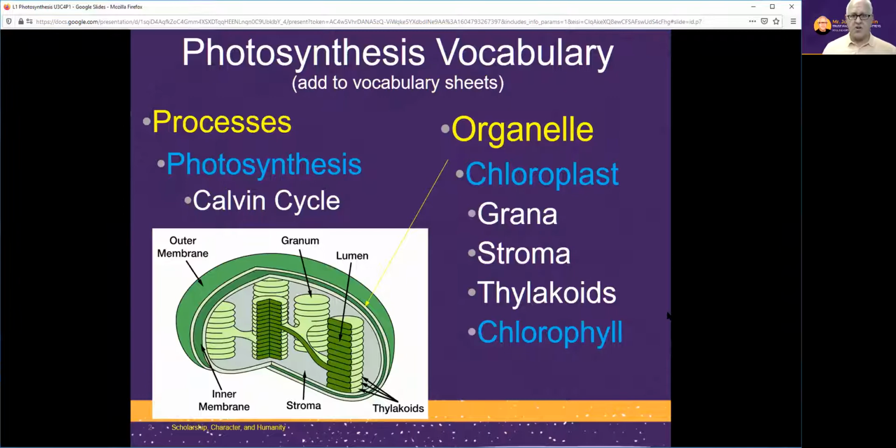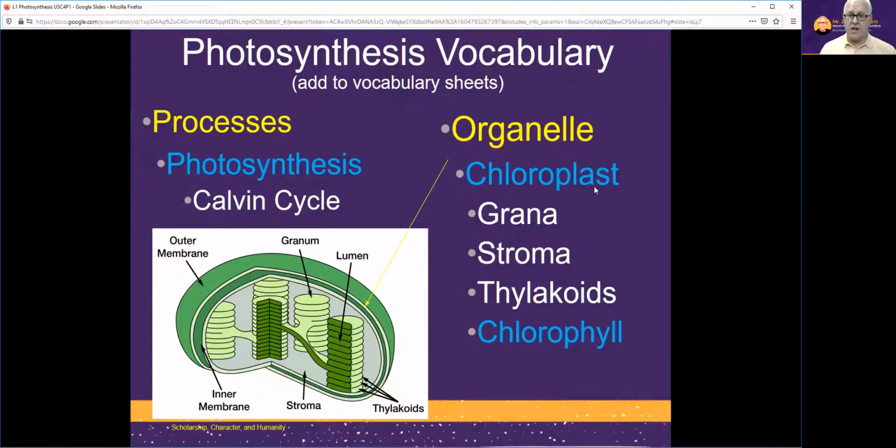I want to first start off with some general photosynthesis vocabulary, and make sure you add this to your vocabulary section or your vocab sheets. The first part that we're going to look at on photosynthesis is going to be the processes. These include the Calvin cycle, and we're going to get into that part probably in a day or two. The next are the organelles.